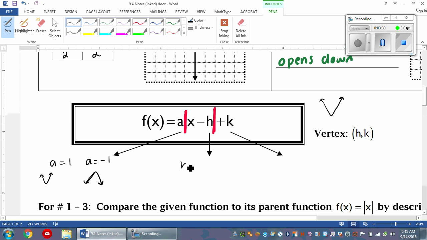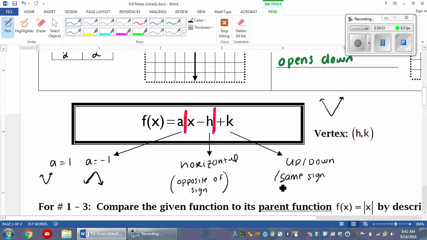This h right here is the horizontal shift. Remember, that's left and right, and it's always the opposite of the sign. And k right here is the vertical shift, remember that's the up or down, and it's always the same sign as the direction. In order to get the vertex, I'm going to do h, comma, k.